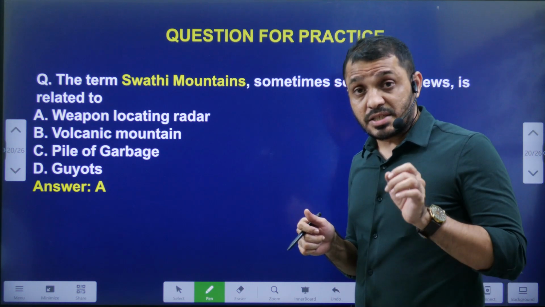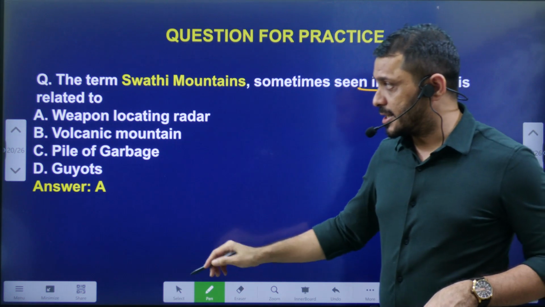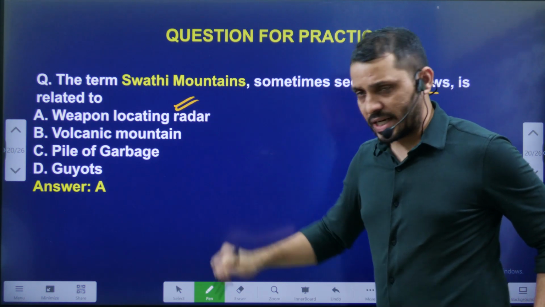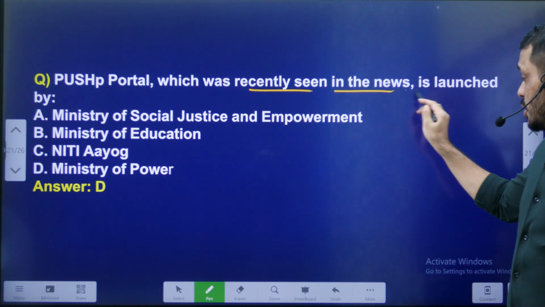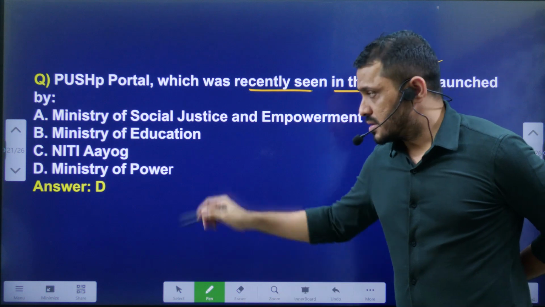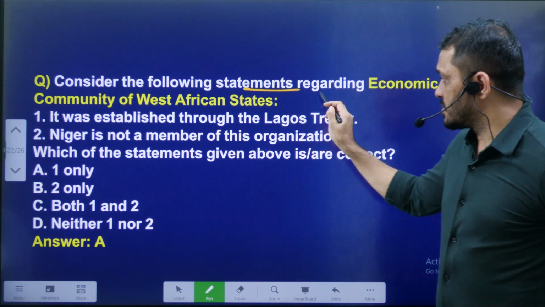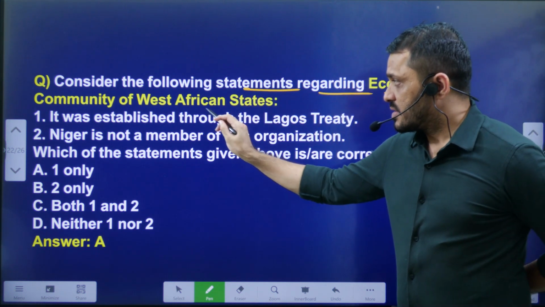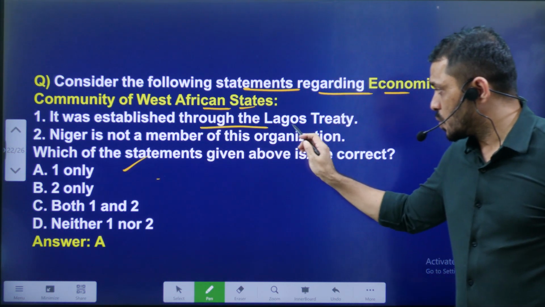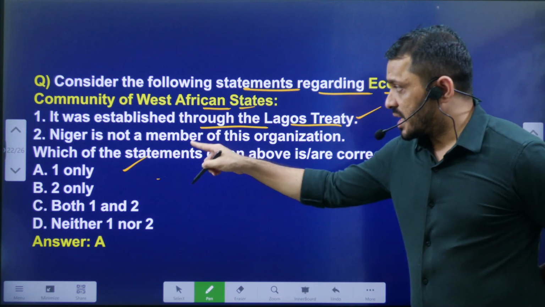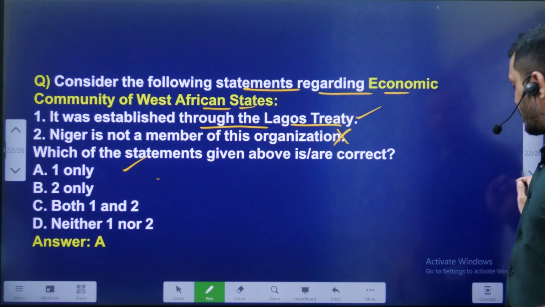Now let's see yesterday's video question. The term Swati Mountains, sometimes in news, is related to weapon locating radar. Next, the Pushp portal, which was recently seen in news, was launched by the Ministry of Power. Next, consider the following statements regarding the Economic Community of West African States. Statement 1 is right. It was established through the Lagos Treaty. Statement 2 says Niger is not a member of this organization. No, Niger is a member of this organization. So only the first statement is right.